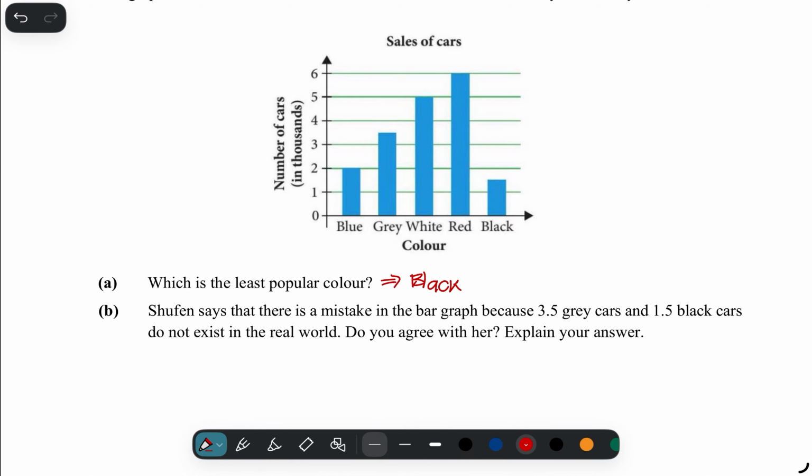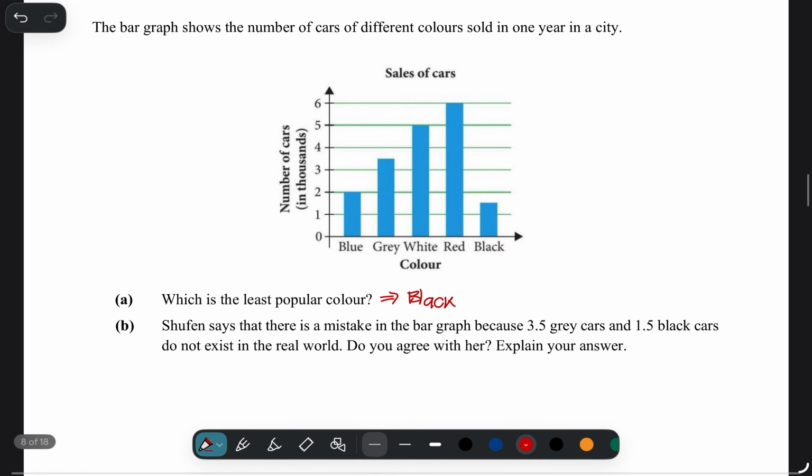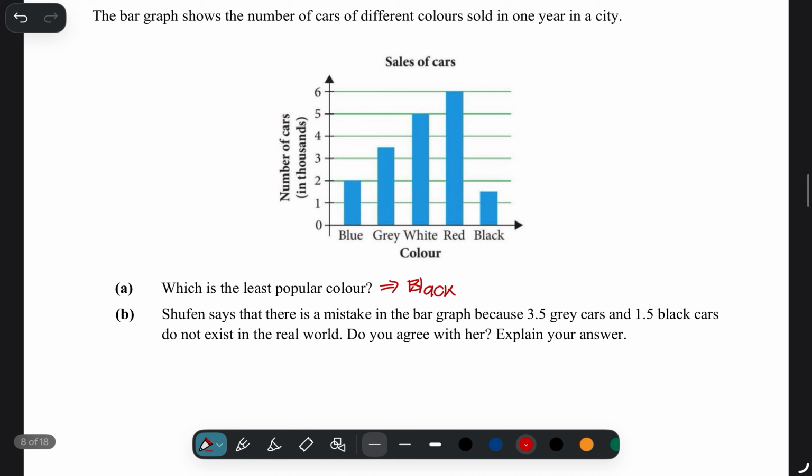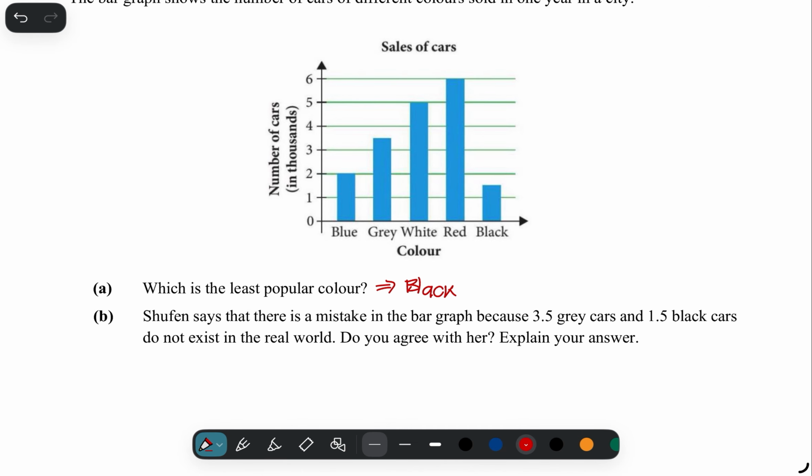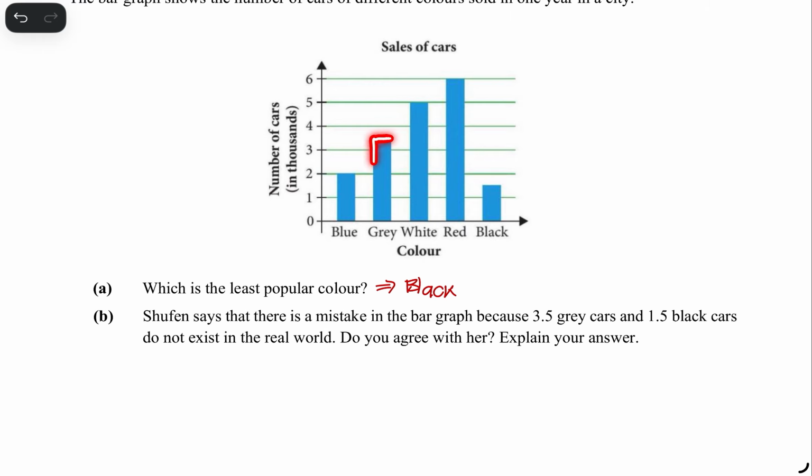In the next part, Shufen says there's a mistake in the bar graph because the grey car is only 3.5 and the black car is 1.5, and there cannot be 3.5 cars and 1.5 cars in real life. Do you agree with her? Spend 1 minute to think about it. Is she right? Can there be 3.5 cars? Once you have thought about it, continue watching this video to understand whether she is correct or wrong.